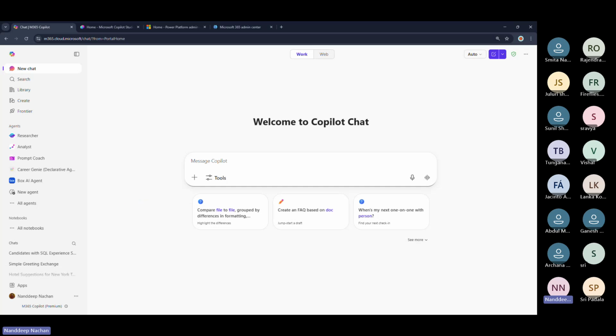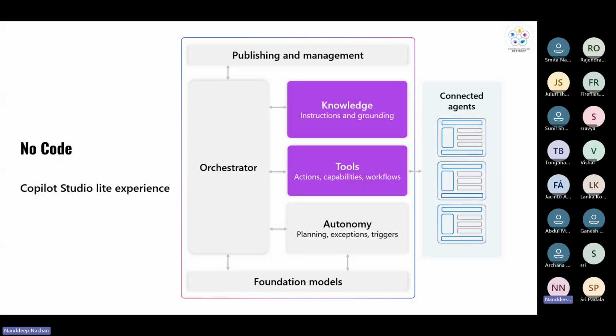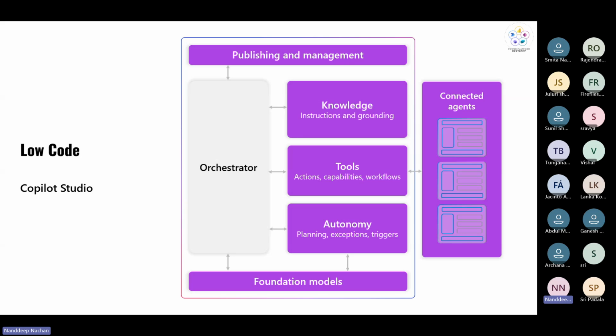But definitely, when you want to do it, we do have the low-code option wherein we have more control, and from there we will be able to govern a few more things. Now let us look at the architecture of these low-code agents which can be built using Copilot Studio.